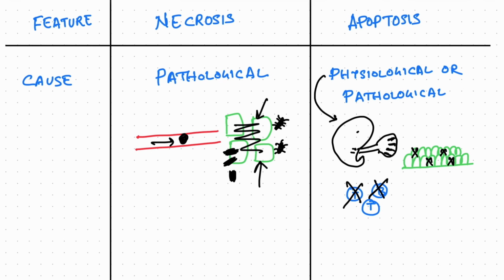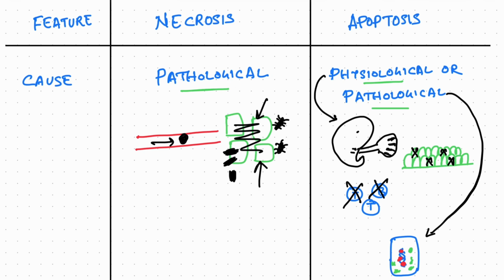But apoptosis can also occur in pathological conditions. For example, a cell with severe DNA damage or excessive accumulation of misfolded proteins may undergo apoptosis. So, apoptosis can be physiological or pathological, whereas necrosis is usually always pathological.